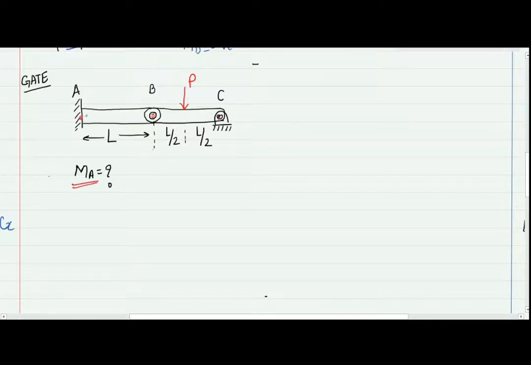We have to find the moment at this fixed joint, and here also we are having two bodies, one this bar, another this bar. So we can make two free body diagrams, and based on these two free body diagrams we can write equations. So let's start. Let's make the first free body diagram of my bar AB and the second free body diagram of my bar BC.